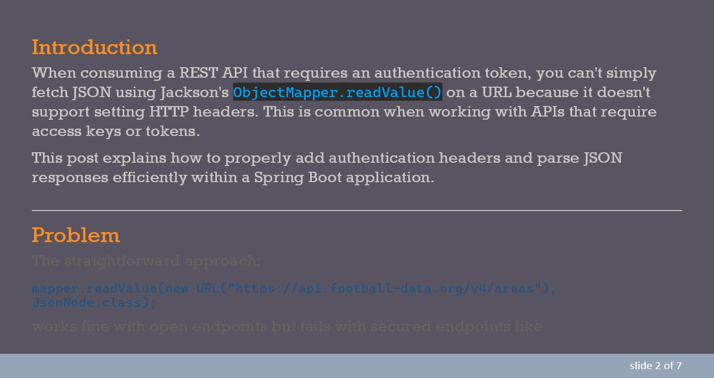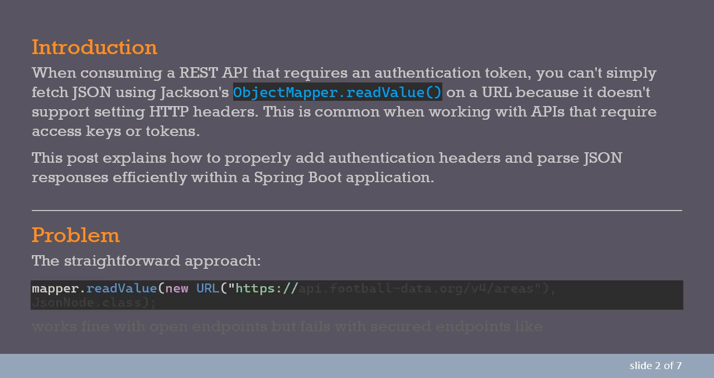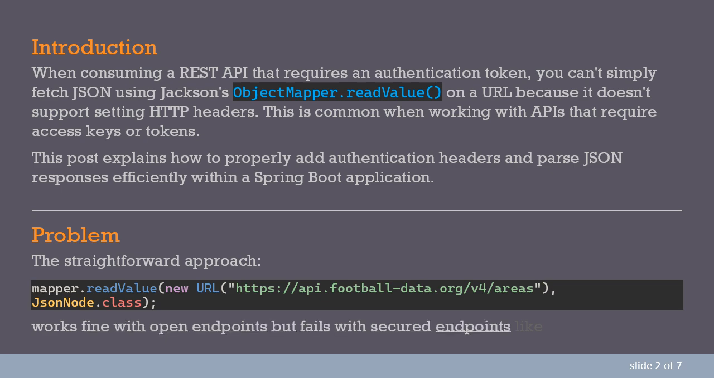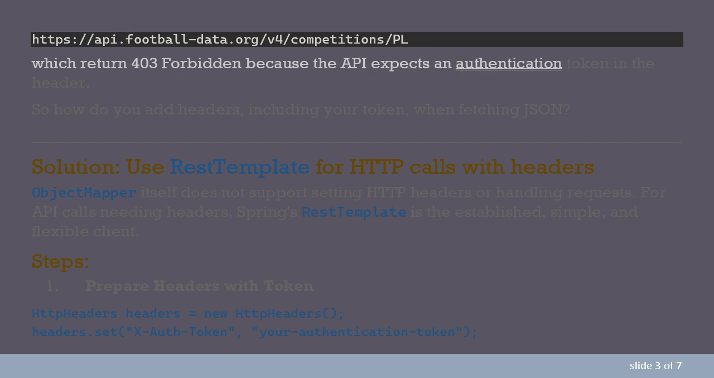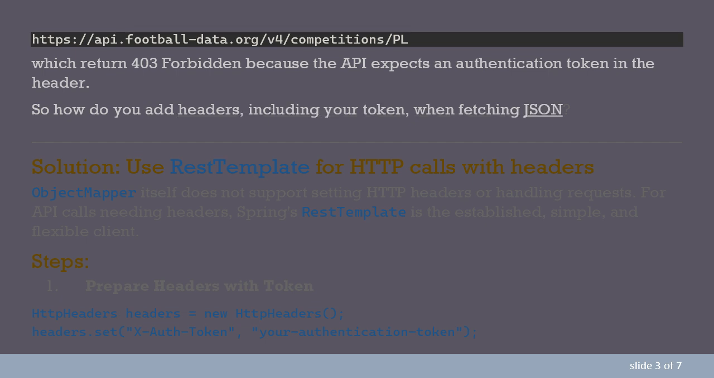Problem. The straightforward approach works fine with open endpoints but fails with secured endpoints, which return 403 forbidden because the API expects an authentication token in the header. So how do you add headers, including your token, when fetching JSON?